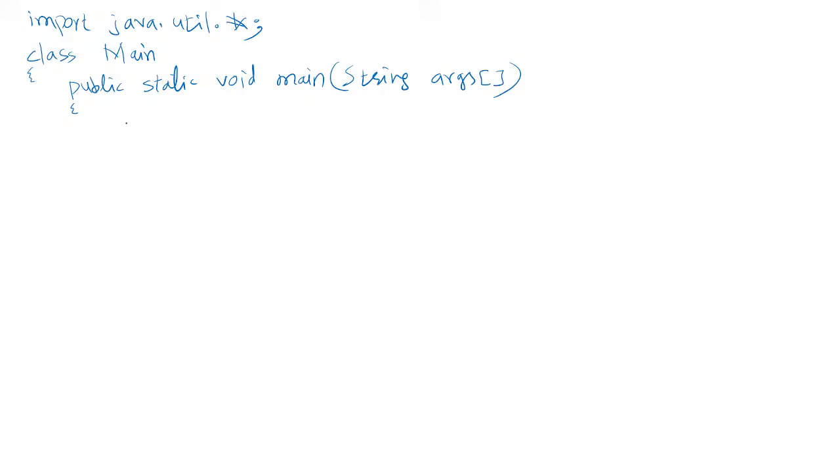So how do we create an object for the Scanner class? You say Scanner sc is equal to new Scanner, and here you pass the argument as System.in, because you need to read from the standard input. This creates the Scanner class object here.